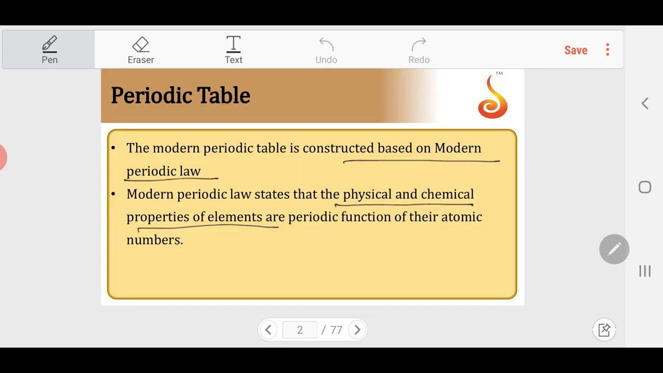As we know, the modern periodic table is constructed based on modern periodic law. The modern periodic law states that the physical and chemical properties of elements are periodic functions of their atomic numbers. Earlier, the Mendeleev periodic law was based on atomic masses, and the modern periodic table is constructed based on atomic numbers.